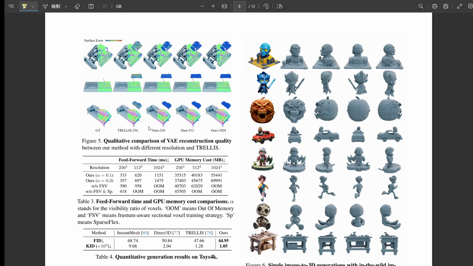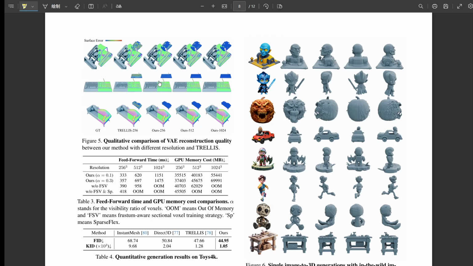And for listeners maybe less familiar, a VAE has two main parts, right? An encoder that squishes the input data, the 3D shape here, down into a compact code, capturing the essence of the shape. And a decoder that takes that code and tries to rebuild the original shape. And the variational bit lets you generate new shapes by playing around in that compressed code space.